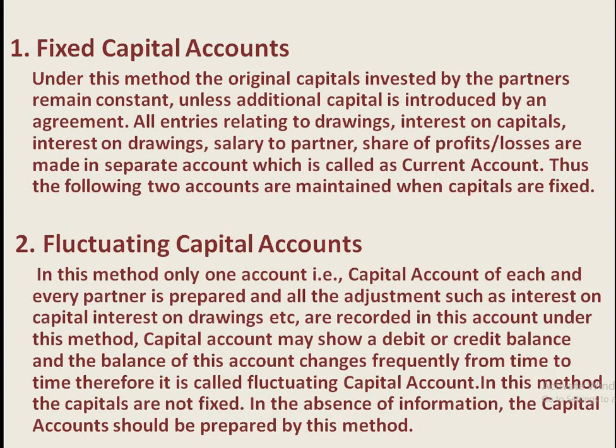So due to it, in the beginning, suppose A's capital account was 1 lakh balance. During the year, some amount of drawing is debited in it, interest on drawing is debited, interest on capital is credited. So at the end of year, the balance in his capital account of course changes, it never remains constant. So the method's name is fluctuating capital account. Why? Because capital in the beginning of the year and capital at the end of year are changed. So it is called fluctuating capital account method.